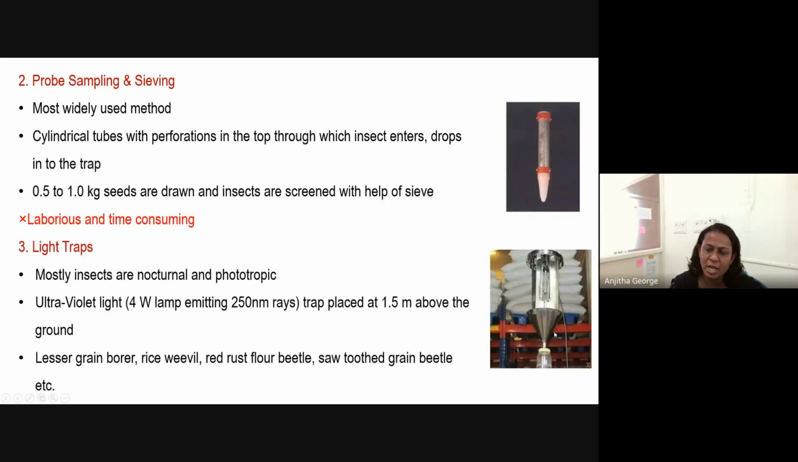This is a light trap that we have to hang around 1 to 1.5 meters above the ground level. And you can see that once the light is on, after some time, the insect pest, if it is there, will slowly move and get trapped in this light trap.